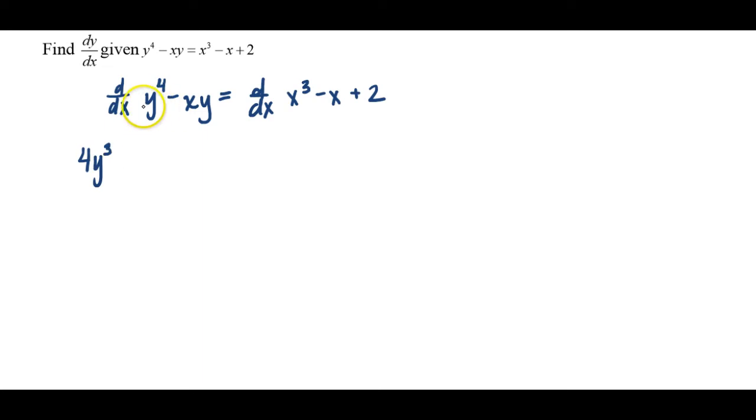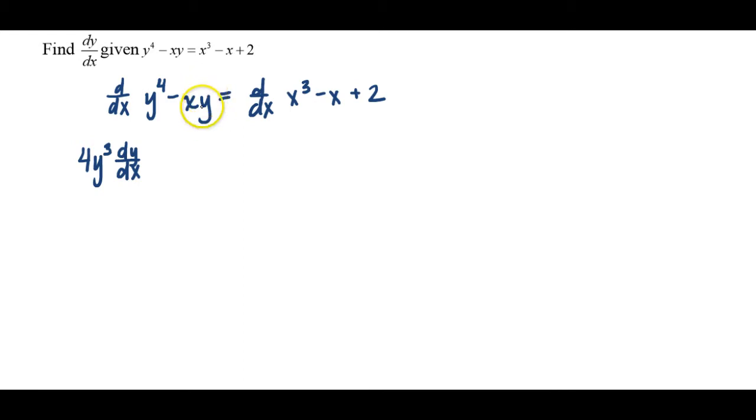And then the derivative of the inside, the derivative of y, is dy dx. So that's finding the derivative of y to the fourth with respect to x. Now this second piece is new to us so far in implicit differentiation. What we're going to have to do is use the product rule because x is one function of x and y is another function of x.